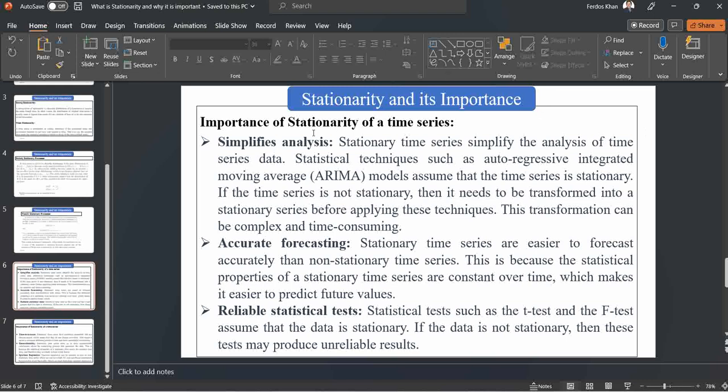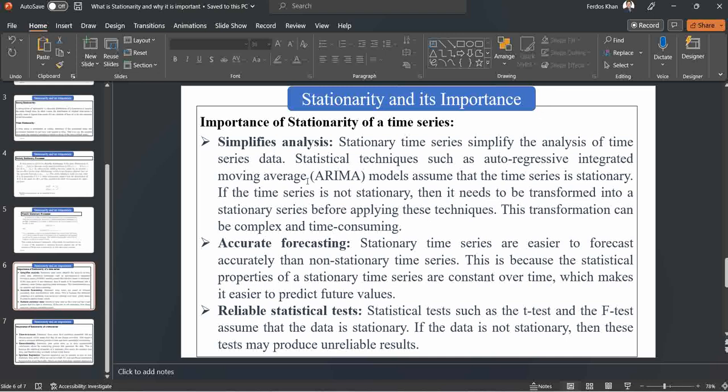The first one is that it simplifies analysis. Stationary time series simplify the analysis of time series data. Statistical techniques such as the autoregressive integrated moving average model, simply called ARIMA models, assume that the time series is stationary. If the time series is not stationary, then it needs to be transformed into a stationary process before applying these techniques. This transformation can be complex and time consuming.